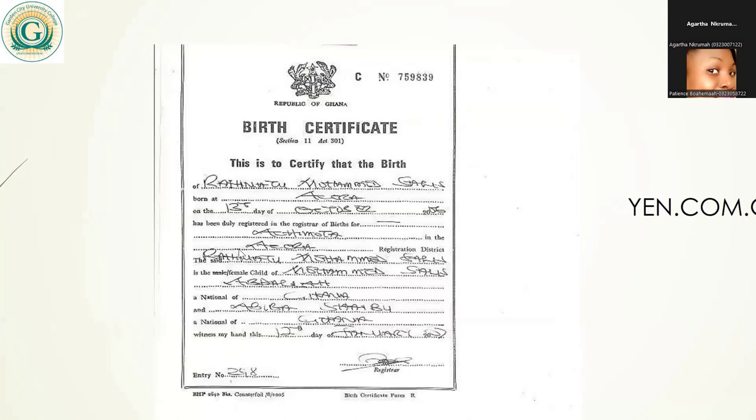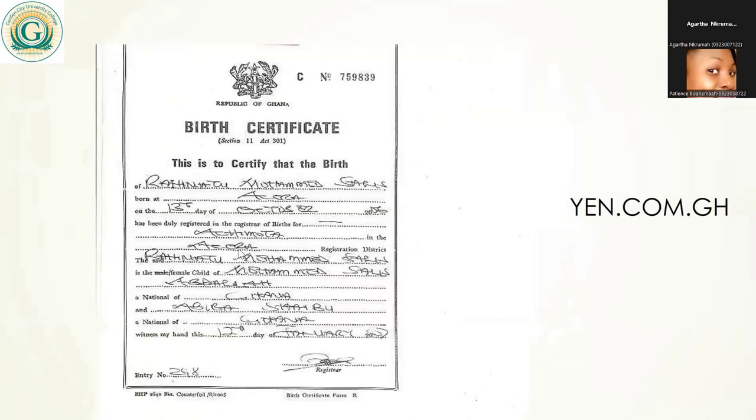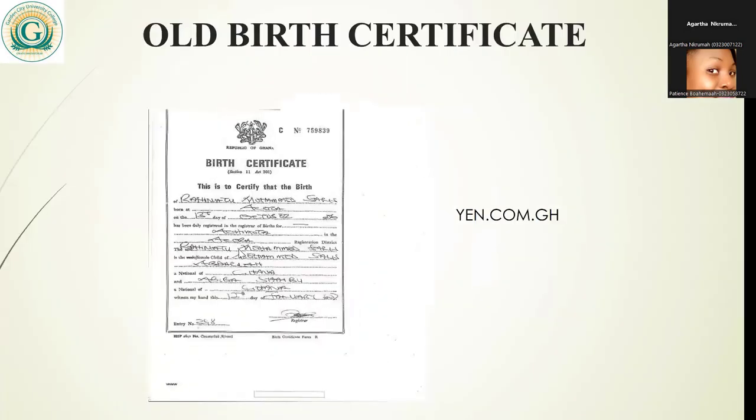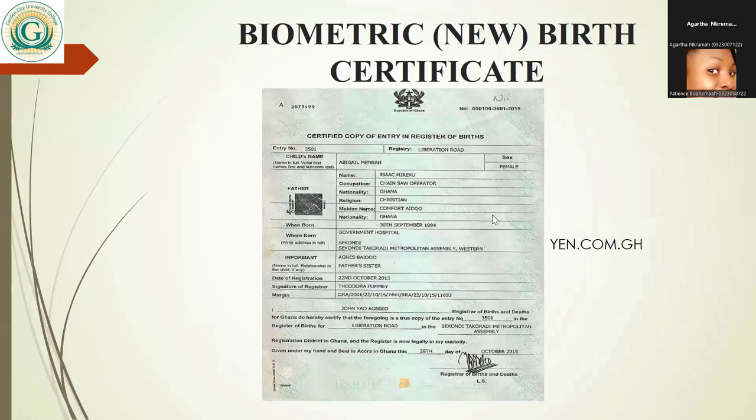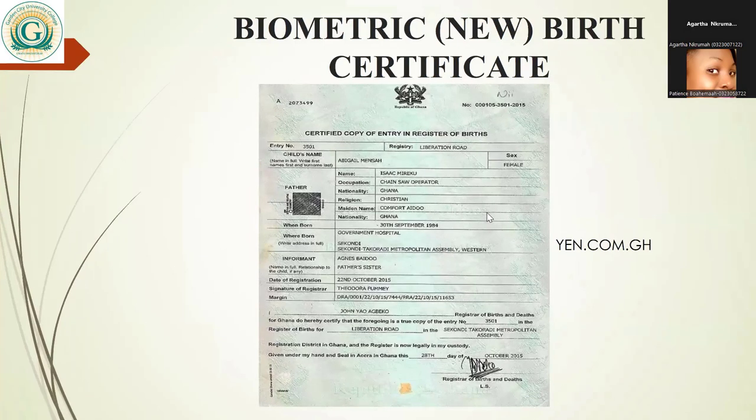Please, sister, show them the new one. This is the new biometric birth certificate. With this one, in case there is any issue and your birth certificate is misplaced or missing, when you go to the Birth and Death Registry, because it's biometric, they are able to retrieve all your information for you, unlike the old one, which when it gets missing, nothing is done about it.